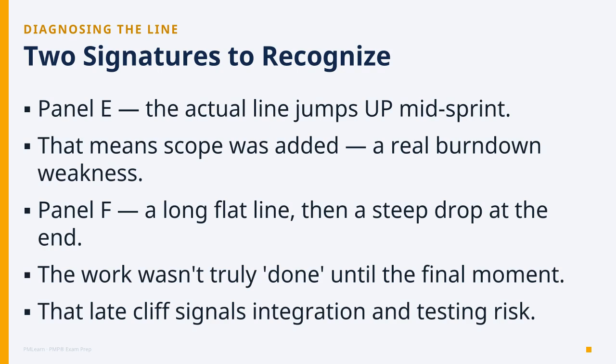Second, the long flat line, then a sudden cliff near the end. It looks like nothing happened, then everything finished at once. This sounds fine, but it's a trap. Work that only completes at the very end usually means integration and testing were left to the last minute. That's risk hiding in plain sight.